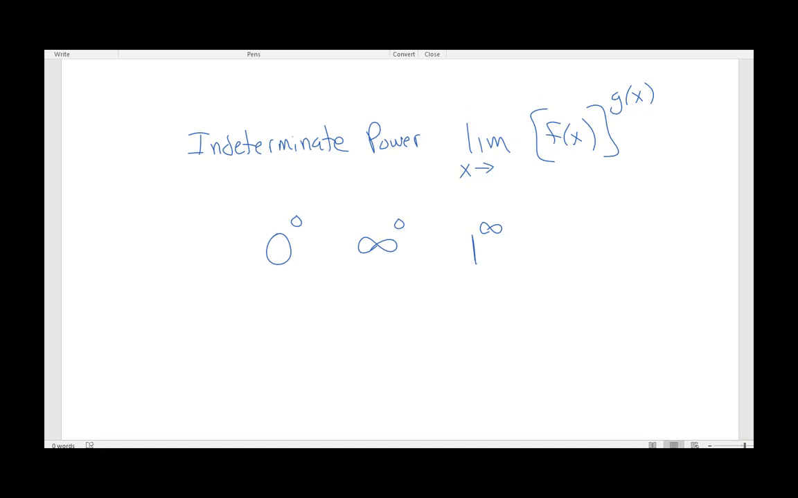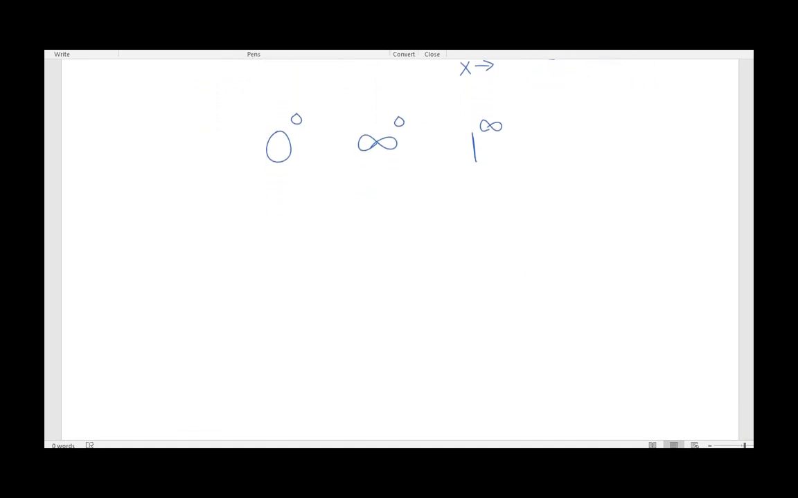So let's take a look at a couple examples here and how we would deal with this situation, because the ultimate key here is I have to rewrite as a quotient to be able to use L'Hopital's rule. Okay, so an example I want to consider here is, let's say we have the limit of x to the power of 1 over x as x goes to infinity.